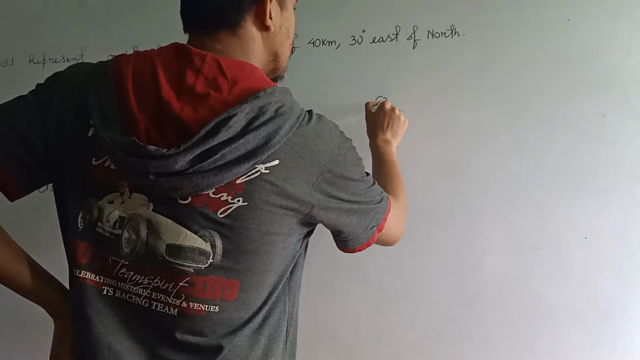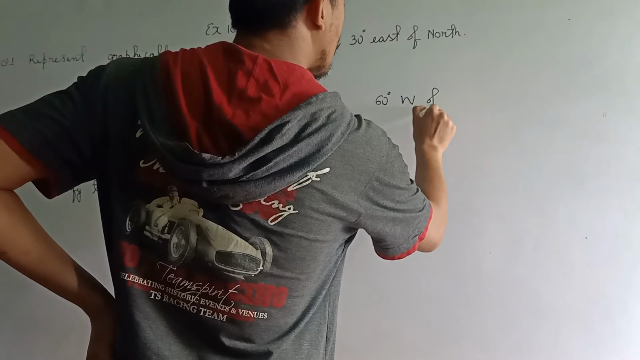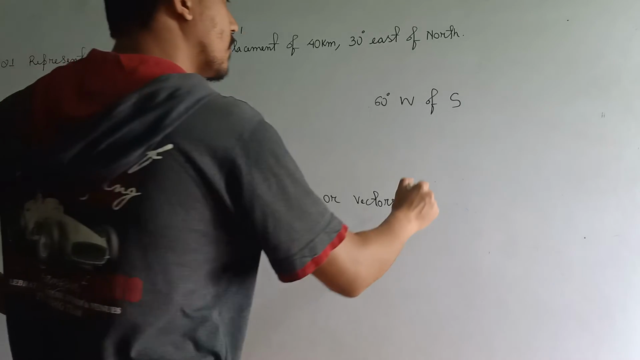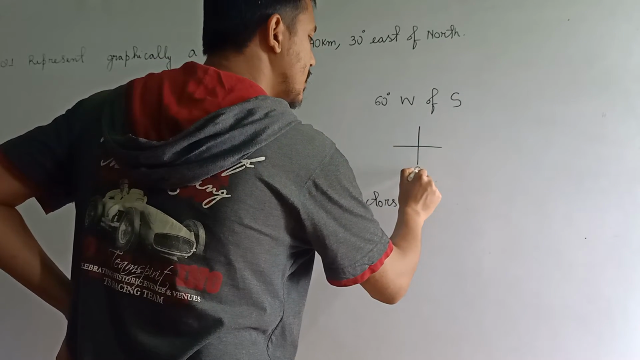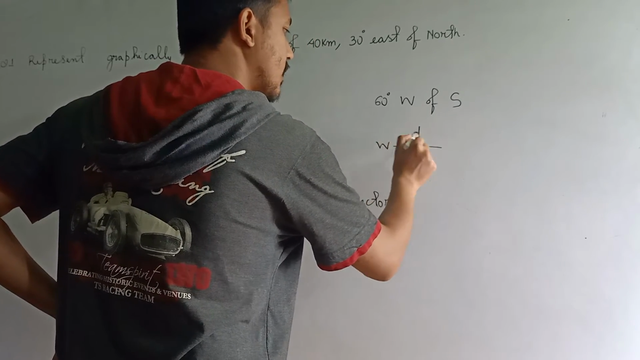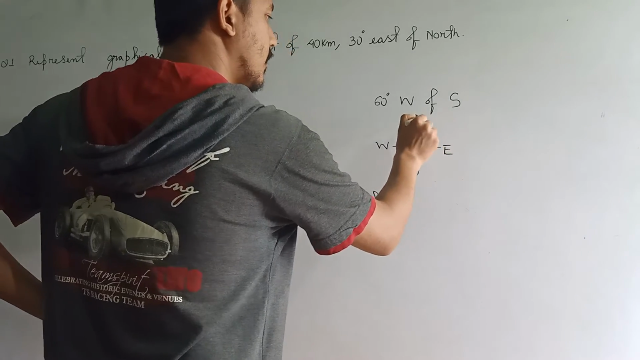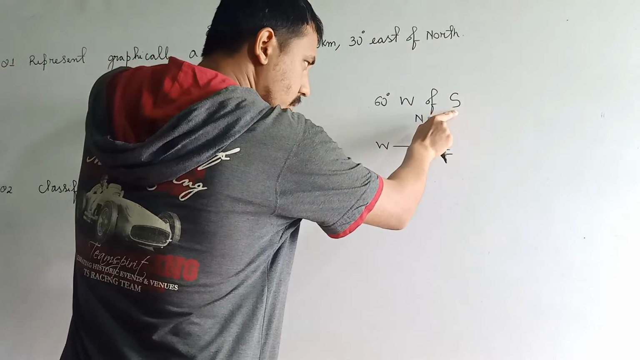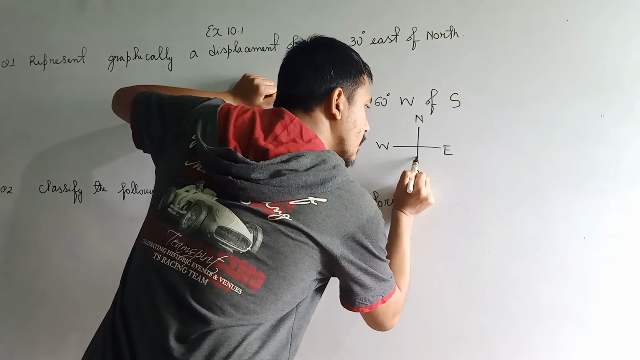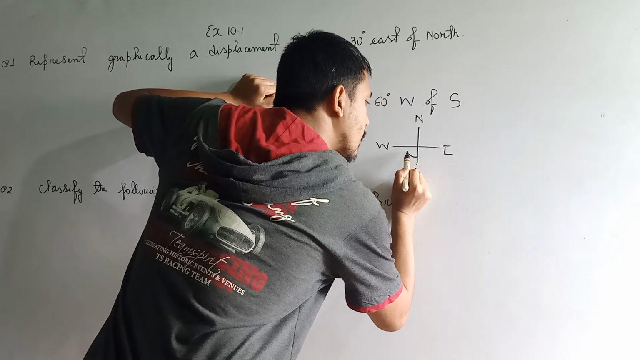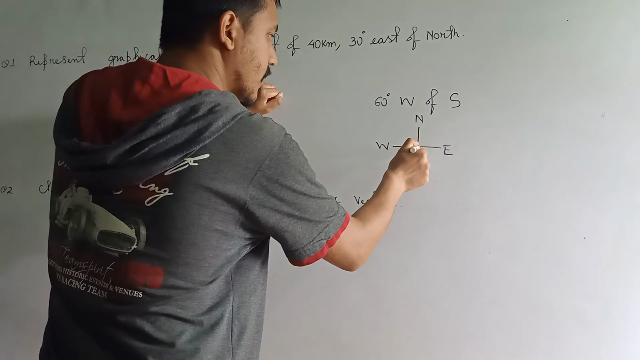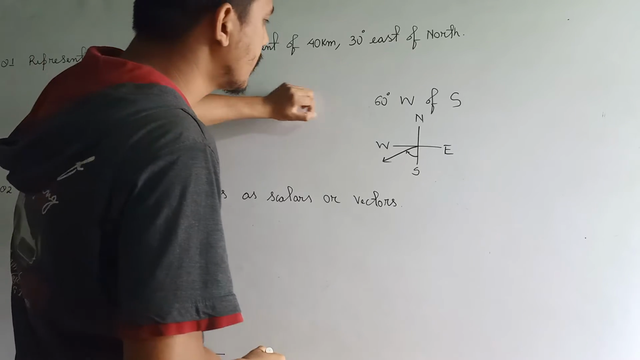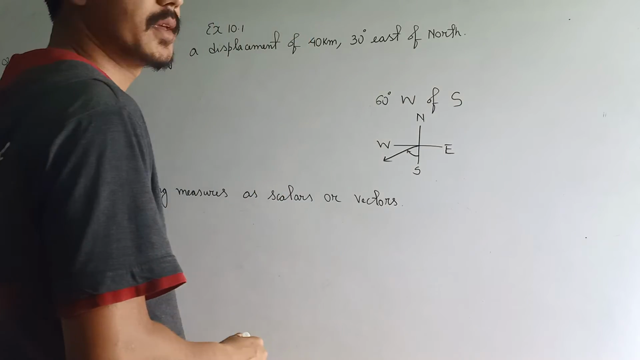Suppose 60 degree west of south, just as an example. This is your south, this is your west, this is your east, this is your north, right? 60 degree west of south means from south you go 60 degree towards the west. Then this is your vector. The length of this line gives you the magnitude.